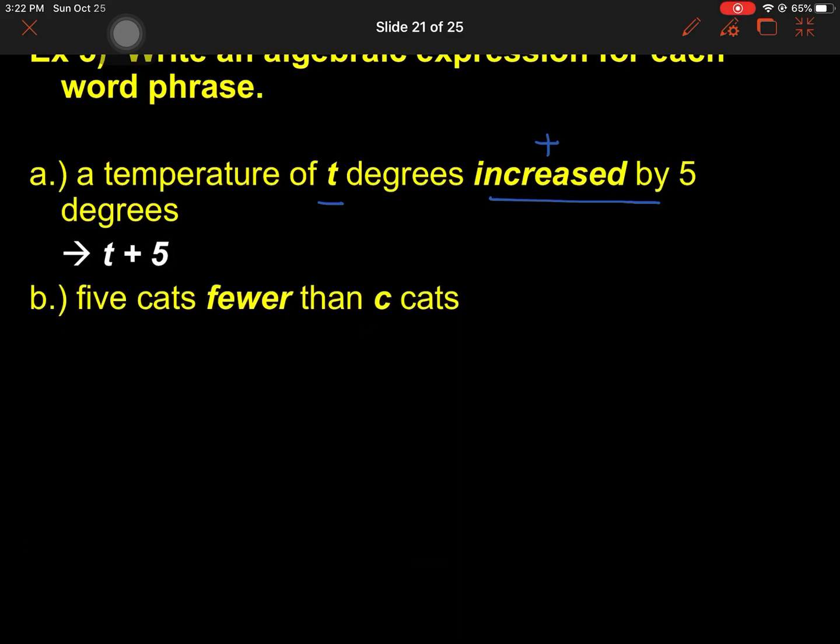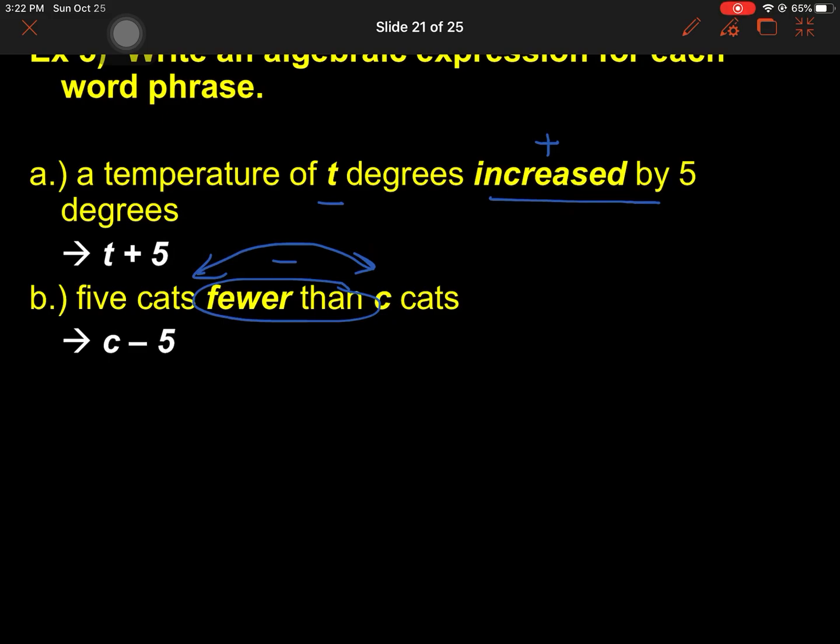5 cats fewer than C cats. All right, now this is that fewer than, and when I hear that fewer than, that means subtraction, but I need to change the order. And what it's saying is I actually start with C cats and I'm taking away 5. So when I write this one, it has to be written as C minus 5. Has to be written that way, otherwise it would be incorrect. Okay, you can't change the order with subtraction. You can change the order with addition, and so, for example, in A, if I had 5 plus T, IXL would still count it correct.